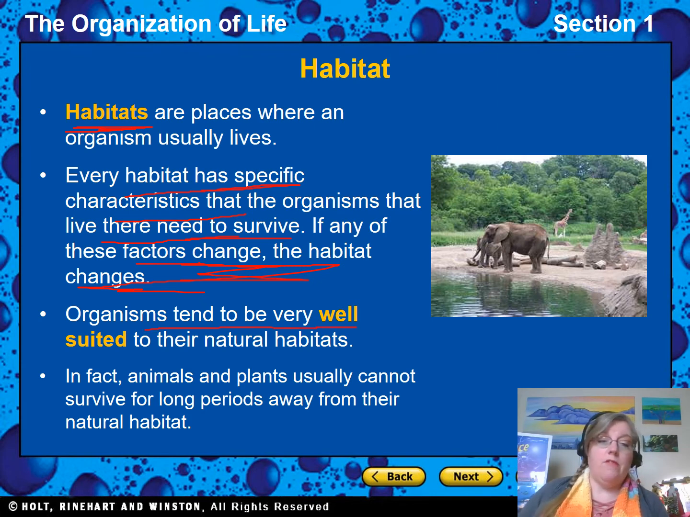The organisms are very well suited to their habitats. We're going to talk about natural selection in the next section. In fact, the animals and plants usually can't survive very long away from their natural habitat. Once you take them out of their habitat, they're so perfectly attuned that most of them won't survive outside of it.